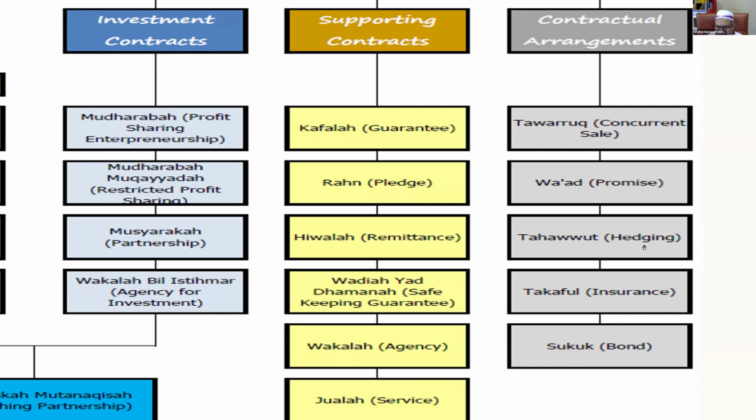Tahawwut is hedging, and I think we are running out of time. Takaful will come later. Sukuk we have already done. So the Takaful contract we will discuss later.